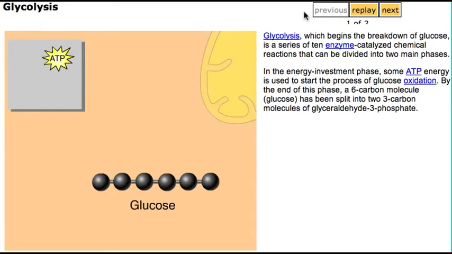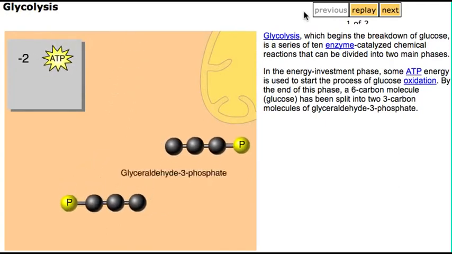Glycolysis, which begins the breakdown of glucose, is a series of 10 enzyme-catalyzed chemical reactions that can be divided into two main phases. In the energy investment phase, some ATP energy is used to start the process of glucose oxidation. By the end of this phase, a 6-carbon molecule, glucose, has been split into 2 3-carbon molecules of glyceraldehyde phosphate.